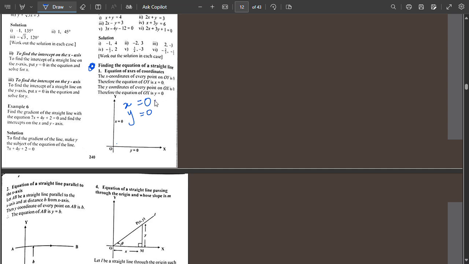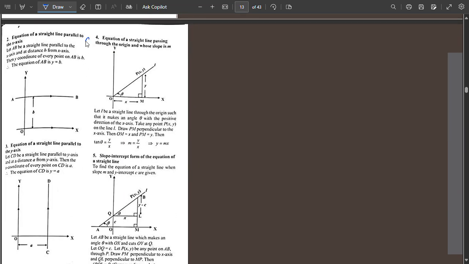Please note, this is for the y-axis, and this is for the x-axis. Those are the equations of these two lines. So whenever you see a horizontal line or a vertical line, you should know that their equations should be of these forms, depending on where they intercept the other axis.